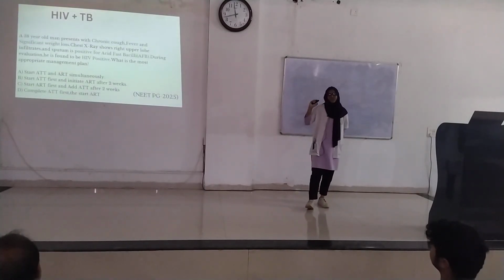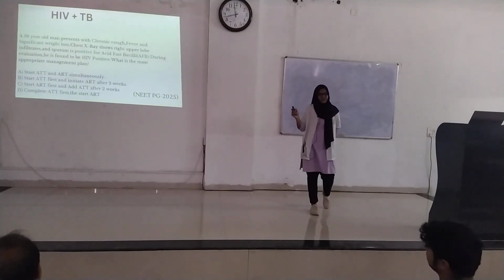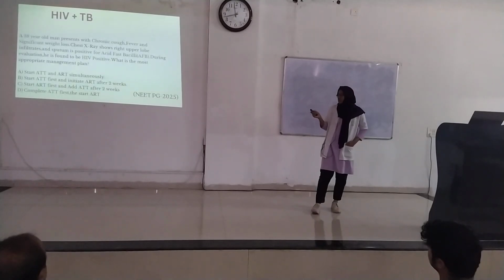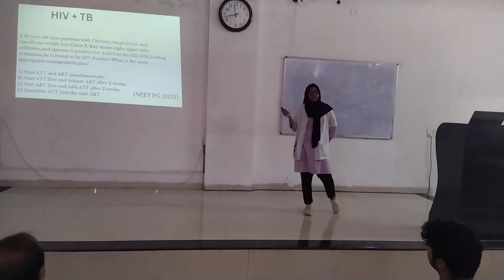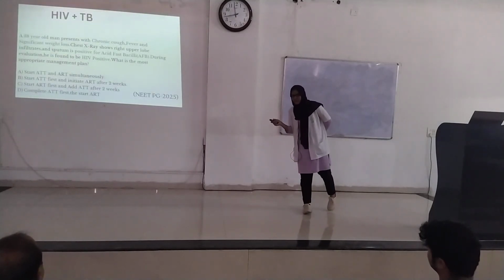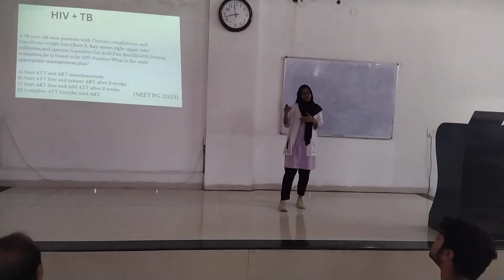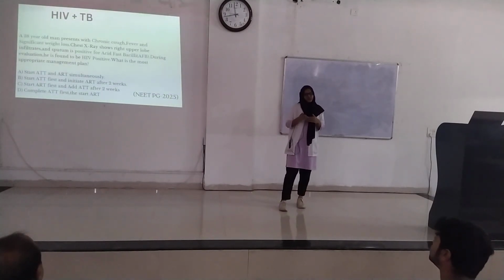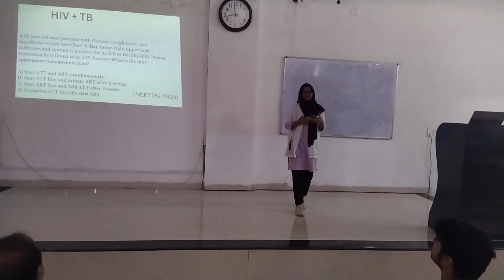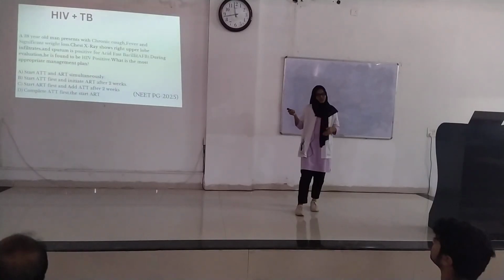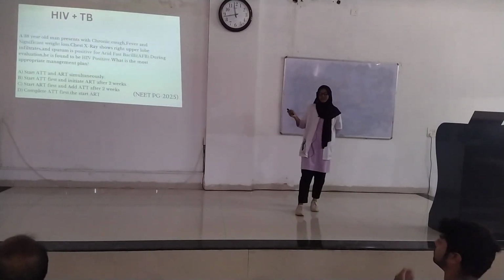Now, what will happen if you treat HIV first of all? If HIV is treated first, there is a syndrome, if anybody knows, that is IRIS, immune reconstitution inflammatory syndrome. What happens in IRIS? If you give ART first, the immunocompromised state improves, and when it improves, the symptoms are then worsened. Therefore, tuberculosis has to be treated first and then ART.